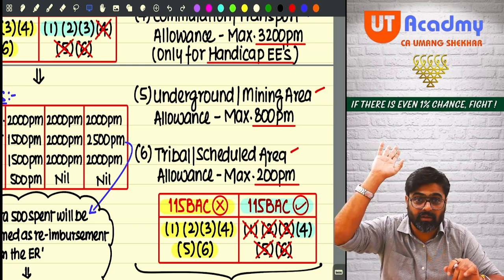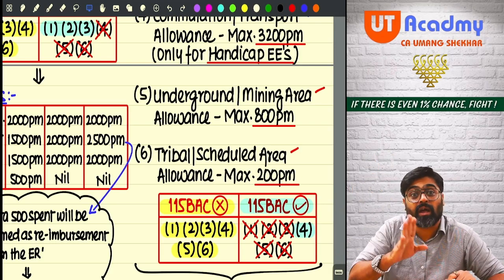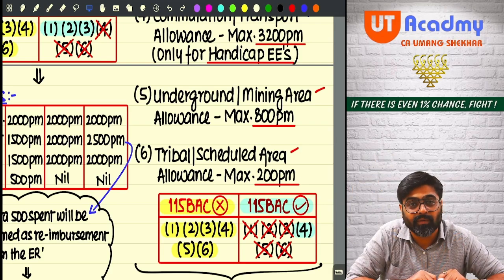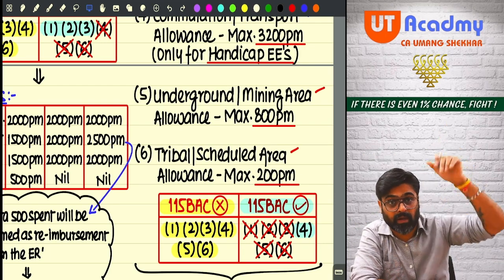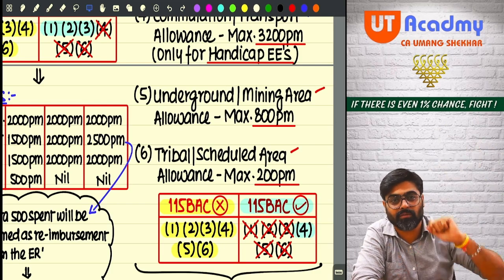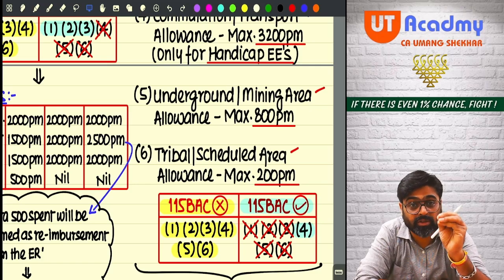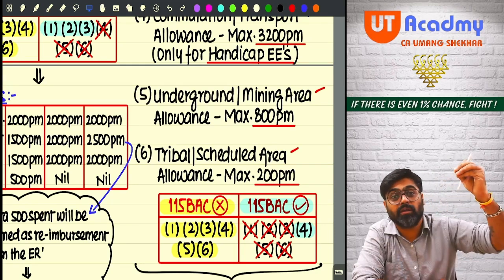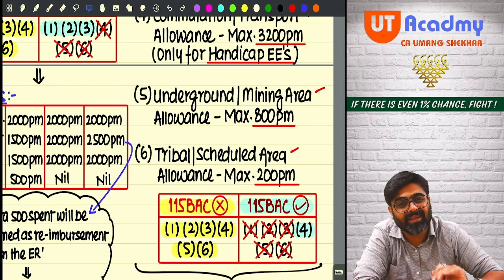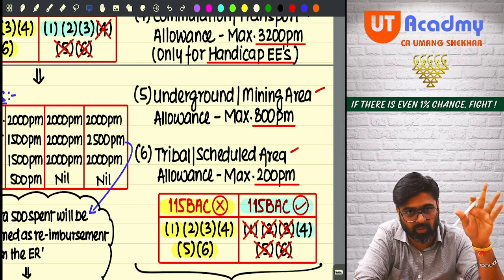Siachen Glacier, army officers are there working over there in Siachen Glacier. They'll get high altitude area allowance. Few army officers, few navy officers are posted in Lakshadweep, Andaman, island duty allowance. Few of them will be posted in very disturbing areas, terrorist areas, border areas. They will get border area or disturbed area allowance. These types of allowances are also exempt, and for them the limit is also given under 2BB.